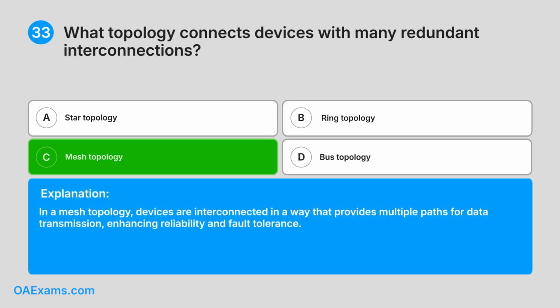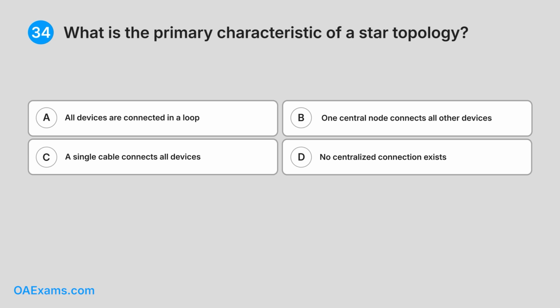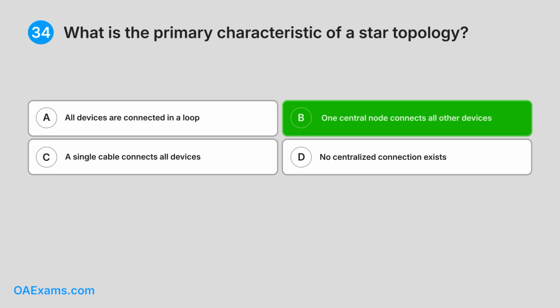Explanation: In a mesh topology, devices are interconnected in a way that provides multiple paths for data transmission, enhancing reliability and fault tolerance. 34. What is the primary characteristic of a star topology? A. All devices are connected in a loop. B. One central node connects all other devices. C. A single cable connects all devices. D. No centralized connection exists. What do you think is the answer? Correct answer: B. One central node connects all other devices.